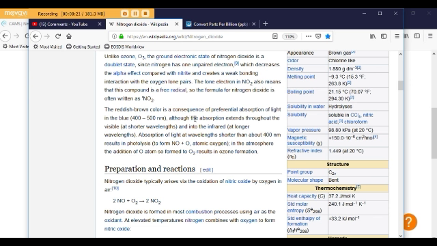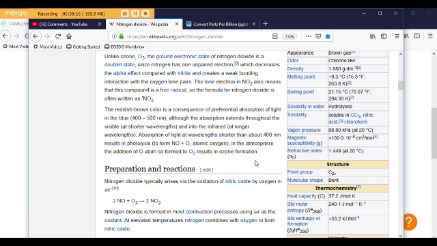The reddish brown color is a consequence of preferential absorption of light in the blue, 400 to 500 nanometers, although the absorption extends throughout the visible at shorter wavelengths and into the infrared at longer wavelengths. Absorption of light at wavelengths shorter than about 400 nanometers results in photolysis to form NO plus O, atomic oxygen in the atmosphere. The addition of the O atom so formed to O2 results in ozone formation.